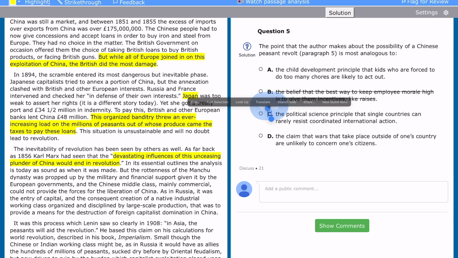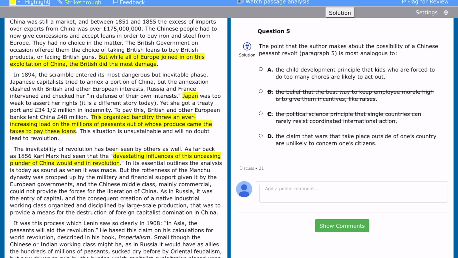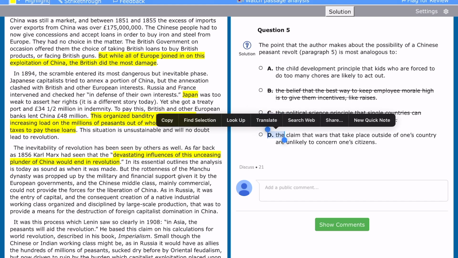The claim that is made is that the Chinese are oppressed and therefore rebel. So C is incorrect. The claim that wars that take place outside of one's country are likely to concern one's citizens. This is completely false because the Chinese peasants live in China. So therefore, they are concerned by this Chinese event. So again, D is completely incorrect. This leaves A, which is the best answer.